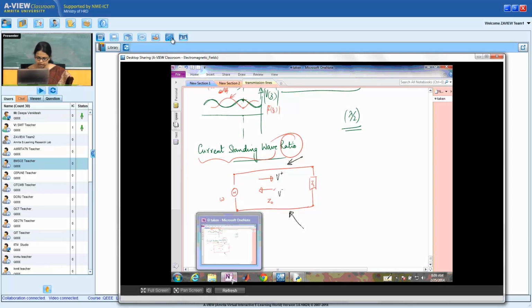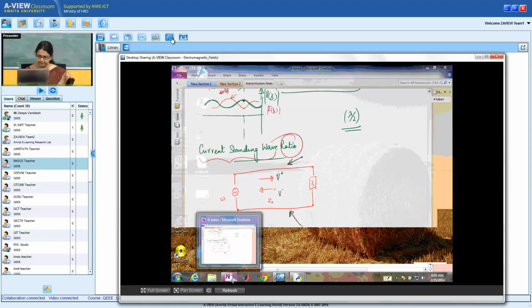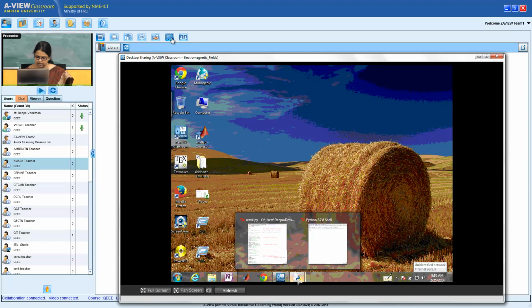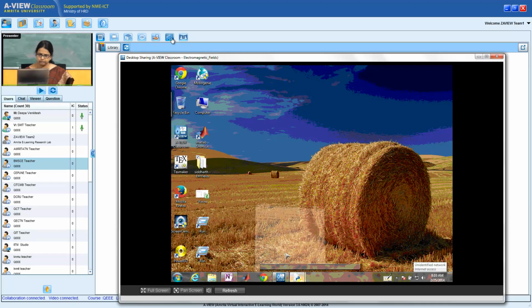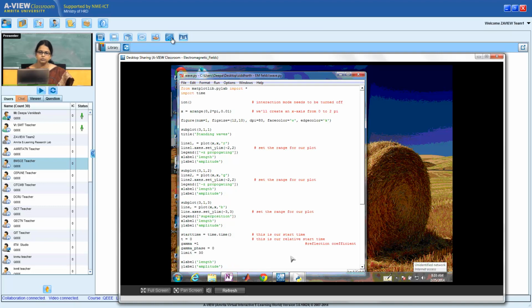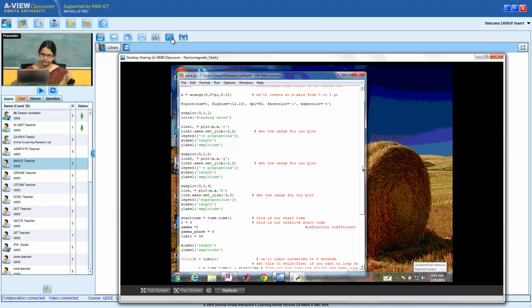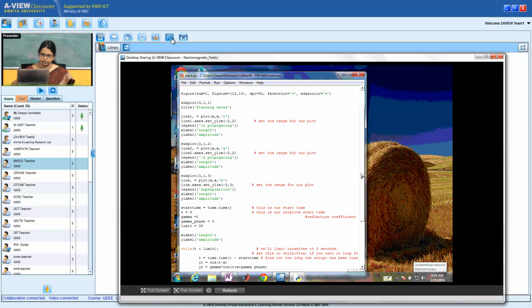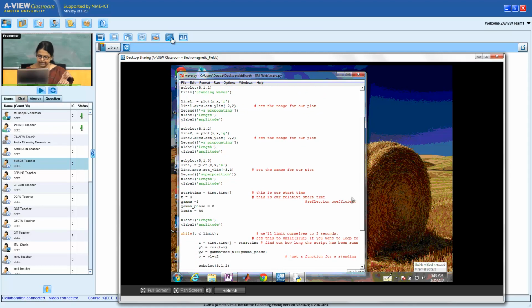To visualize what is happening, we have written a small Python code which is simulating a forward propagating wave and a reverse propagating wave. The code is very simple. I'll show you how the code runs so that you will understand what we are trying to do.